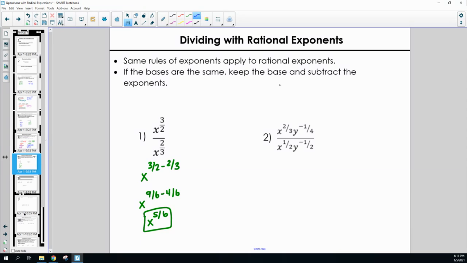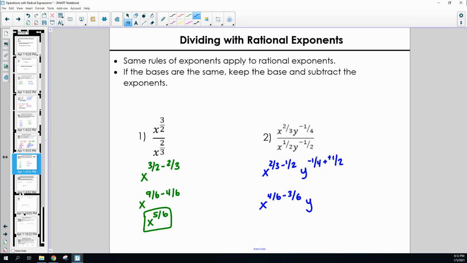Okay, in the second example, we have x's and y's, but we're just going to take the like terms and subtract those exponents because those are our bases that are the same. So here we have x to the 2/3 minus 1/2 and y to the negative 1/4 minus a negative 1/2, which will become plus a positive. So again, we need a common denominator. So for the x's, we have 6 should be our common denominator. So we're going to multiply the 2/3 by 2. So we get 4/6. 1/2 we're going to multiply by 3. So we're going to get 3/6.